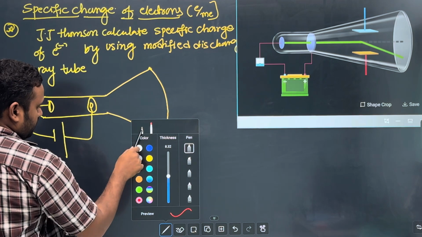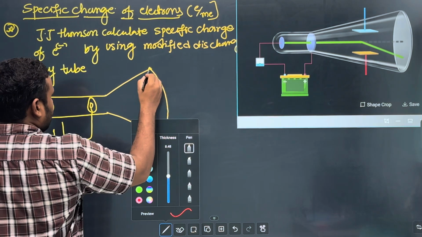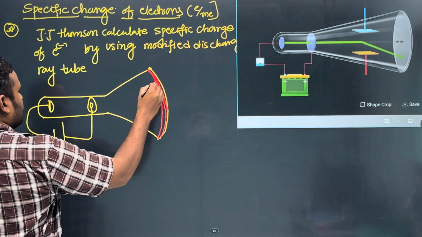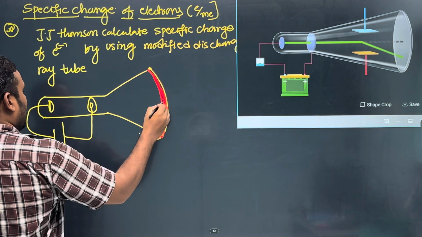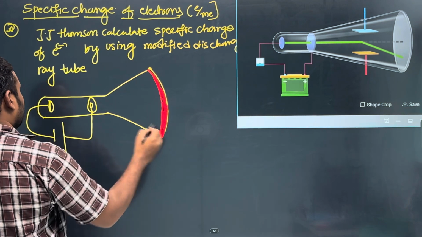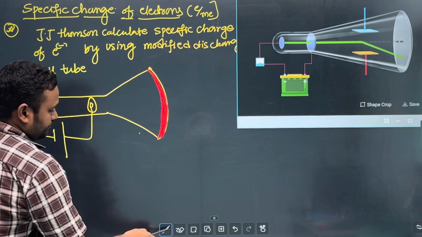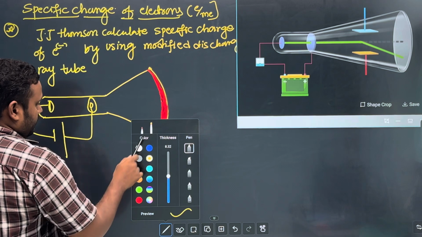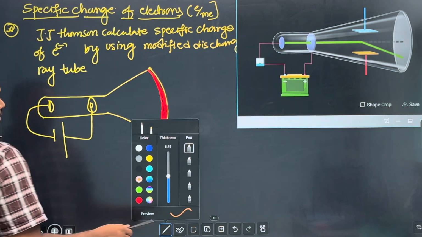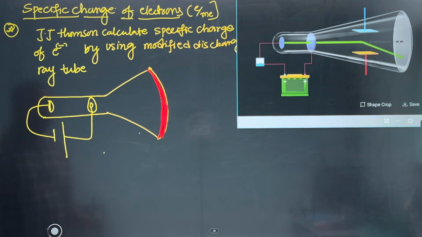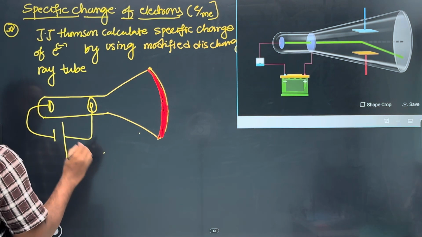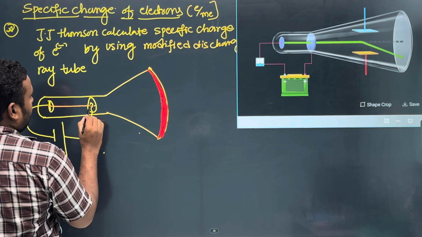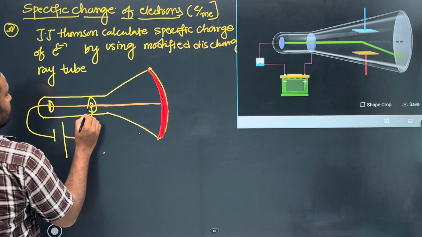He coated it with the zinc sulfide screen. Okay, this is the zinc sulfide screen. So when you do this experiment in the absence of any external electric field and magnetic field, the rays are going to travel in a straight line and hit at the point A.